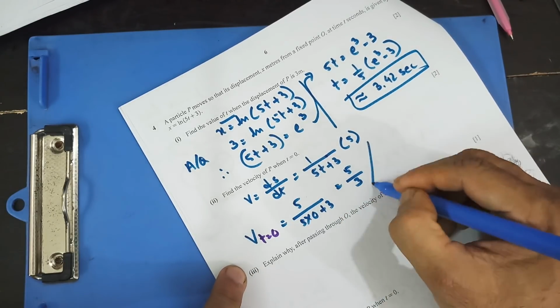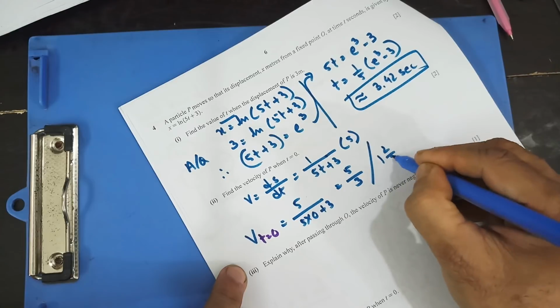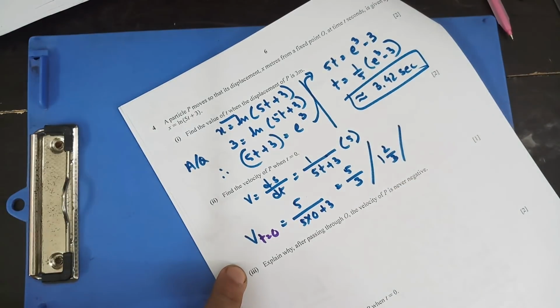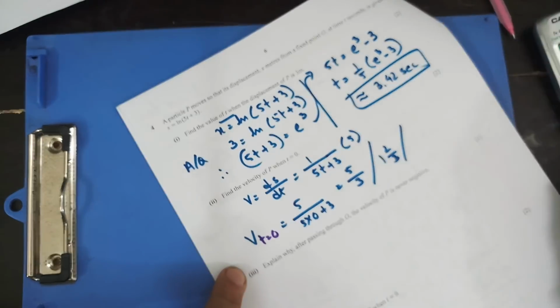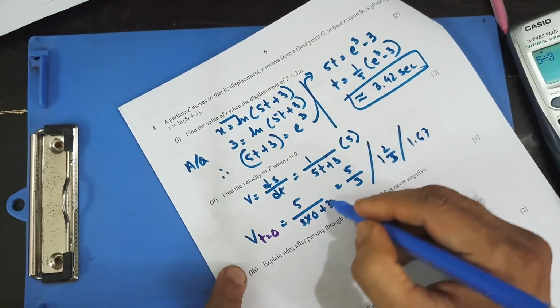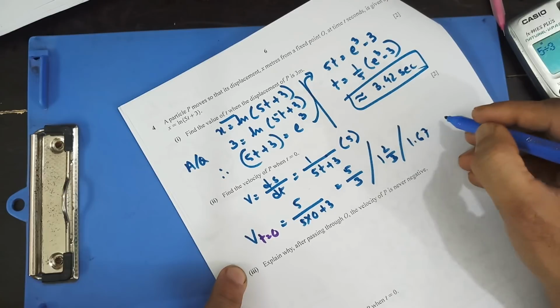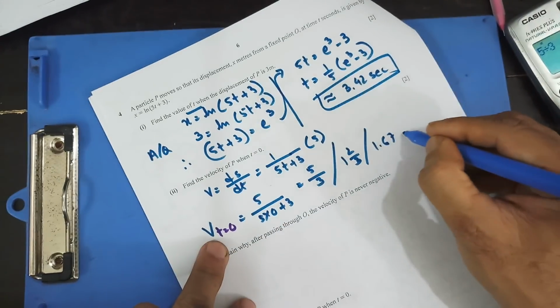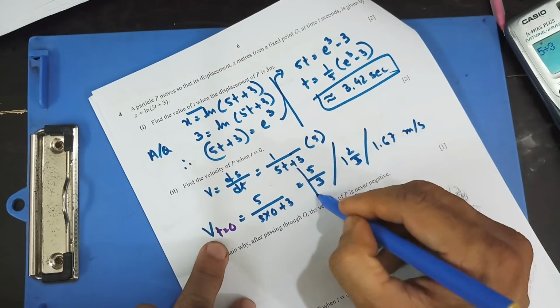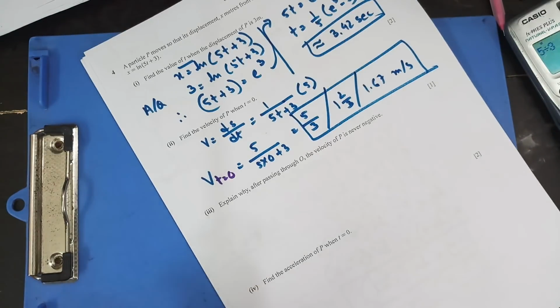So the answer is 5/3. You can keep it as it is, or write 1 whole 2/3, or if you want to put it in decimal, it's 1.67. Again, nothing is specified, and don't forget to give the unit. It's meters per second. Either one will do.